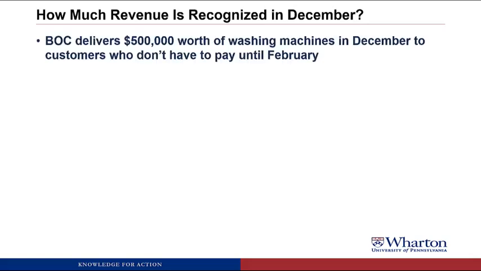Let's get started. BOC delivers $500,000 worth of washing machines in December to customers who don't have to pay until February. The answer is $500,000. BOC has delivered the washing machines, so they've earned the revenue in December. BOC has given the customer an invoice which has them scheduled to pay in February, so they've realized the revenue. With both earned and realized, BOC gets to book $500,000 of revenue in December.